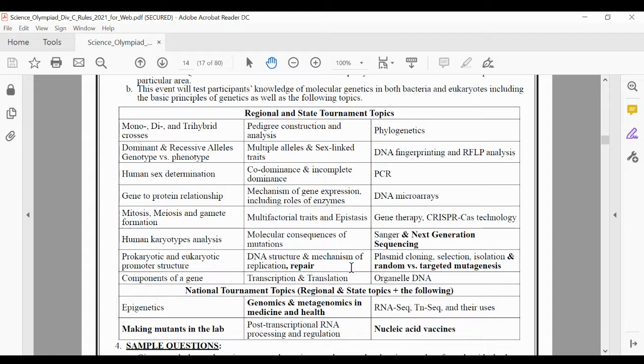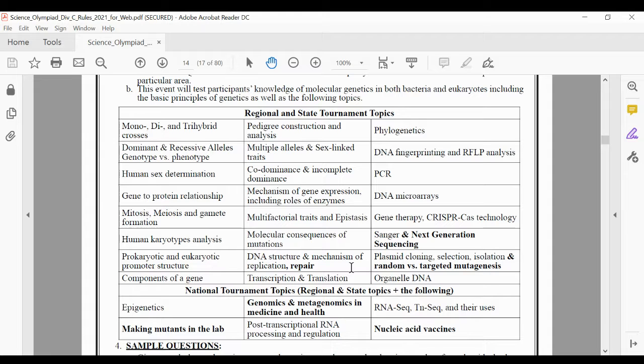Make sure you understand how genes are expressed and the role of enzymes, and some of those enzymes can be like RNA polymerase. Make sure you understand epistasis and multifactorial traits. So epistasis, an example of that would be albinism. And multifactorial traits would be genes or traits that are controlled by multiple genes, like height. Make sure that you understand the difference between hypomorph and null alleles. Those are the molecular consequences of mutations that can lead to recessive and dominant traits.